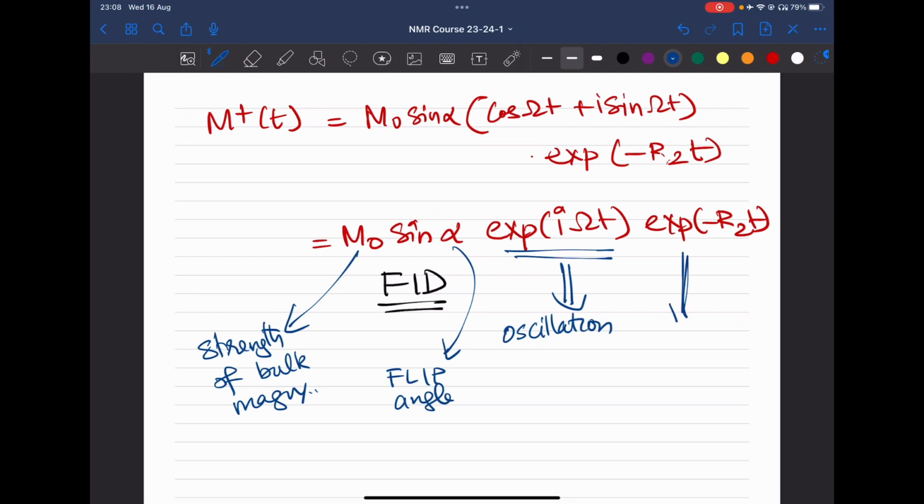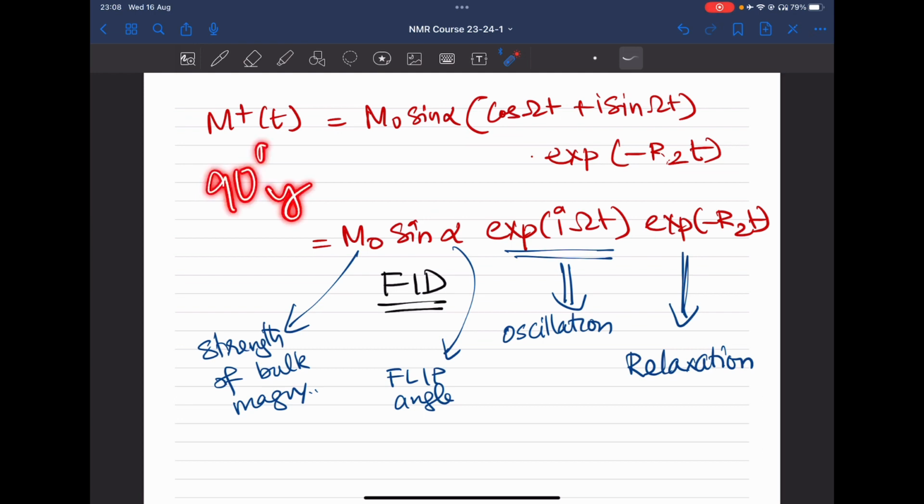The last part here is the relaxation part, meaning since you have generated a non-equilibrium state following application of a 90-degree Y phase pulse, it has to relax back to equilibrium. That's given by the minus R2T term. Here we are only looking at the transverse magnetization, so you have only the minus R2T term that exists.